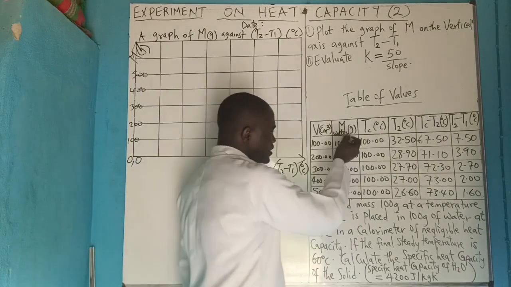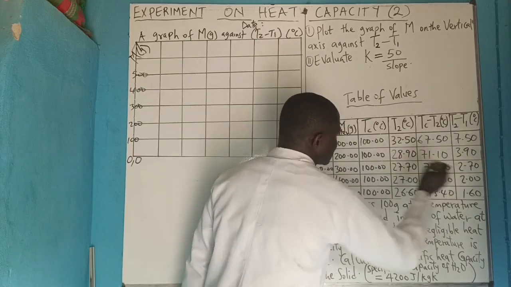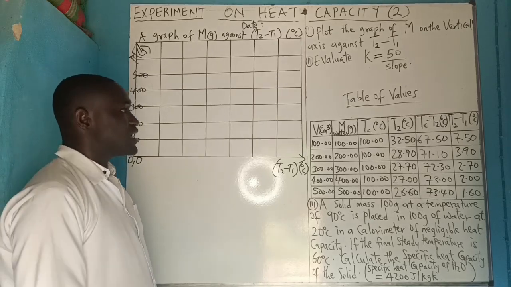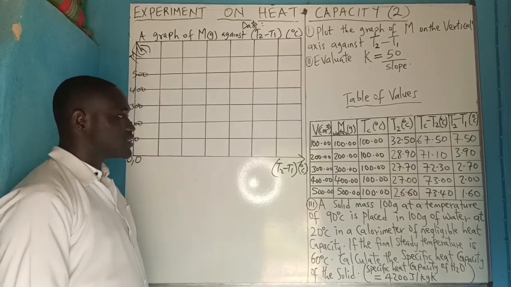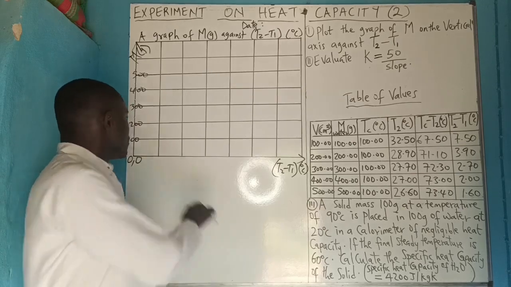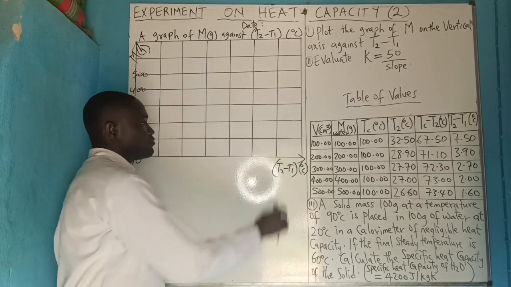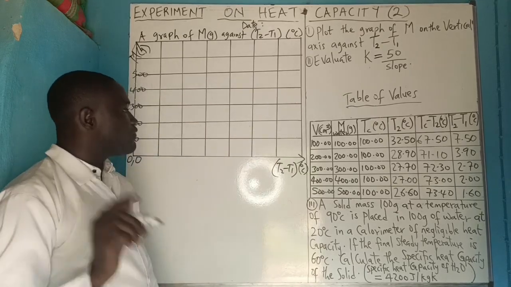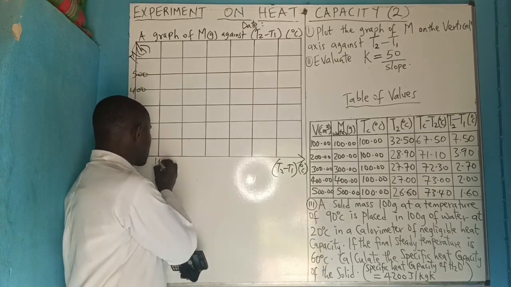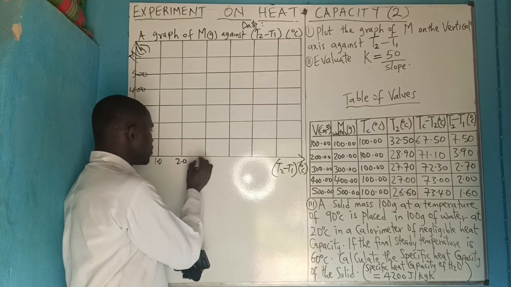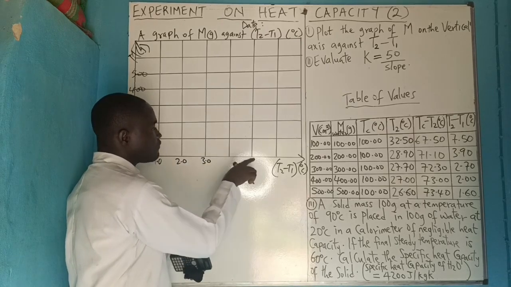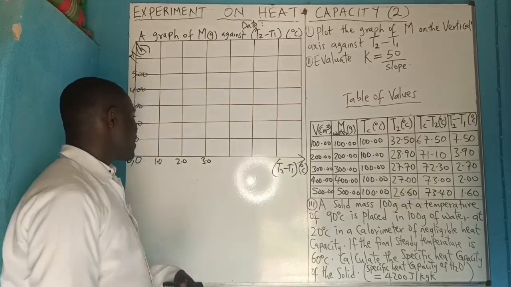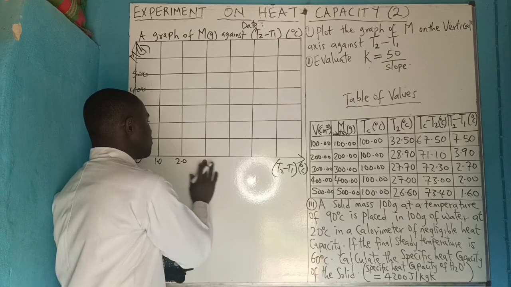Do you notice that as this one is increasing, this one is decreasing? That means we will have a negative graph. The highest is 7.5 and the lowest is 1.6. 1, 2, 3, 4, 5, 6, 7. So if I put 1.0, 2.0, 3.0, 4.0, 5.0, 6.0, 7.0, it will not accommodate 7.5.